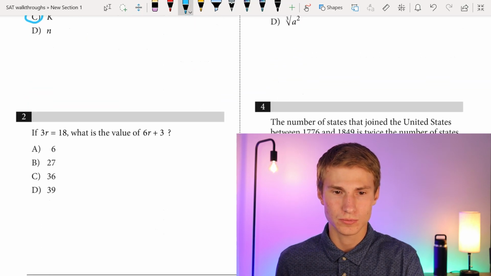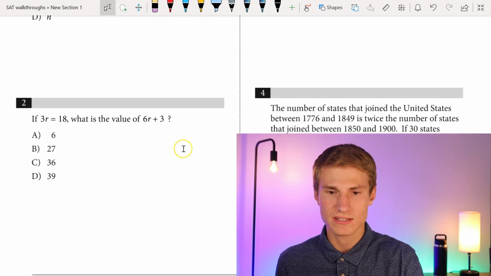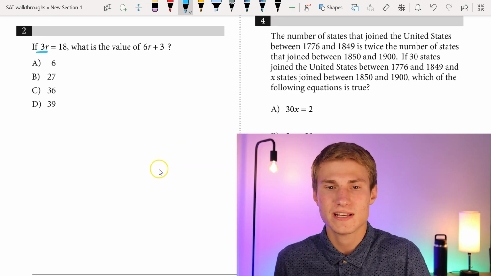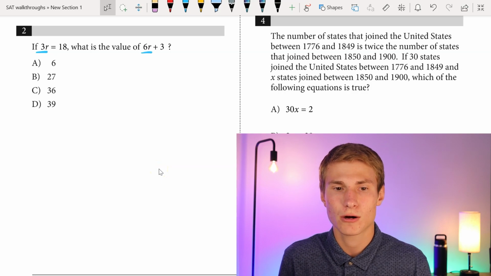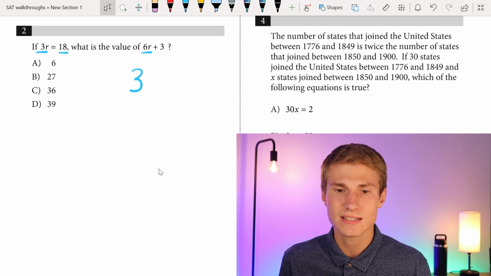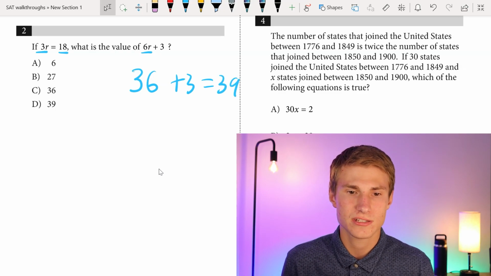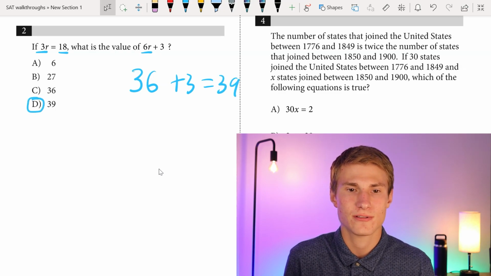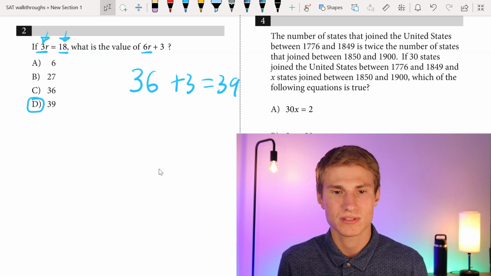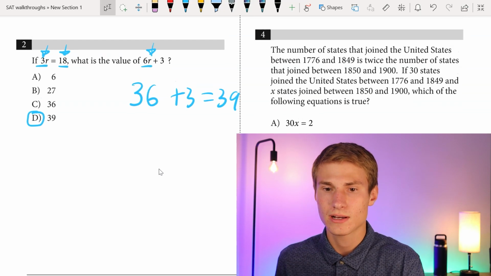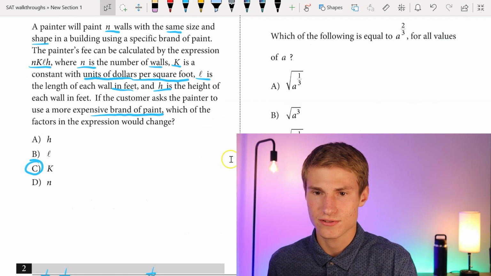All right, moving on to number 2. If 3r is equal to 18, what is the value of 6r plus 3? Key thing here is recognizing that if 3r is 18, if we double that, we have 6r, which means we double 18, get 36. Then we add 3 to that, and that's going to give us 39. Okay, so our answer there is going to be D. That's going to save us time rather than dividing both sides by 3, solving for r and plugging back in. We want to recognize that it's a double. Therefore, it's going to save us time, get us a D as our answer there.